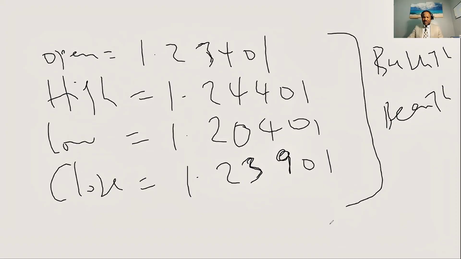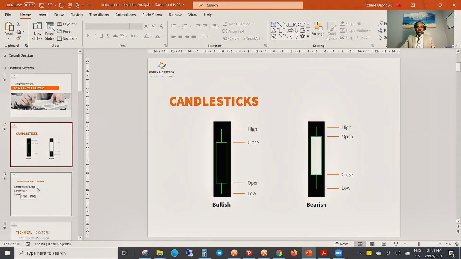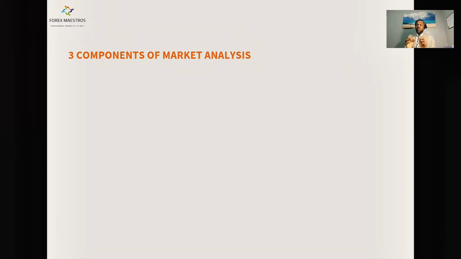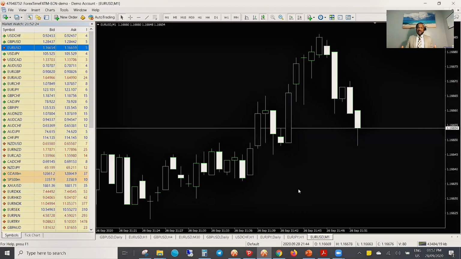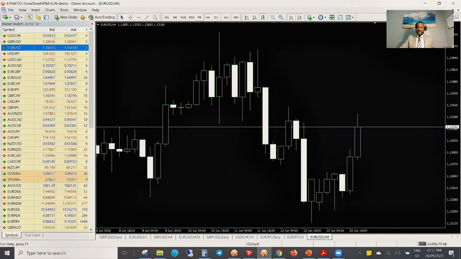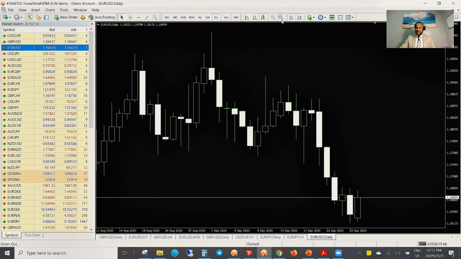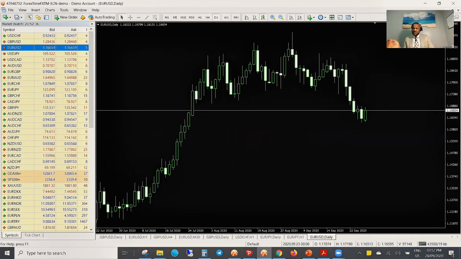Is that okay? So let's move on to the next thing. Let's now go to the market analysis proper. The 3 most important components of an analysis. When you open a chart like this, you're like, what am I going to do? Should I use a D1 or whatever it is? Let's just say any time frame you use, it's the same thing. How do you make sense of this? That's what we're going into.